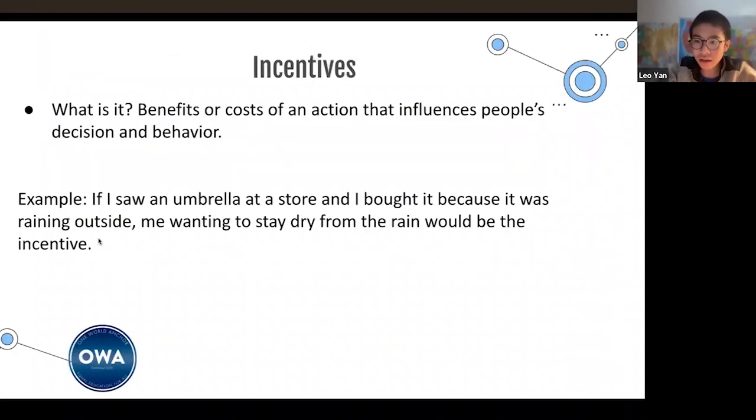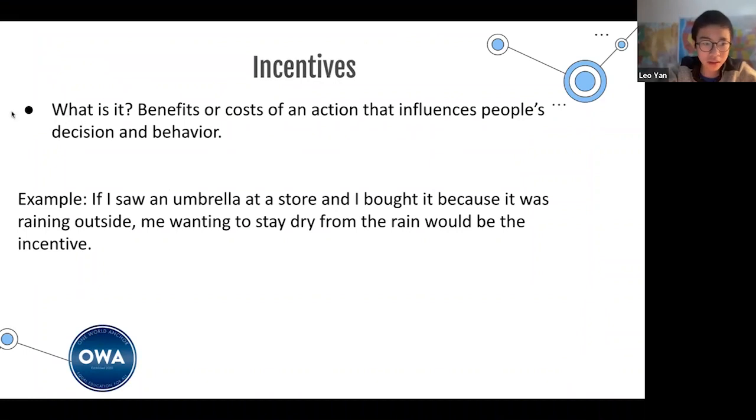So the next new concept that I wanted to present in this class was incentives. An incentive is basically the benefits or costs of an action that influences people's decision and behavior. So what exactly does that mean? It's basically the result of you performing some kind of action. It's something that tells you to do a certain thing and to behave in a certain way.